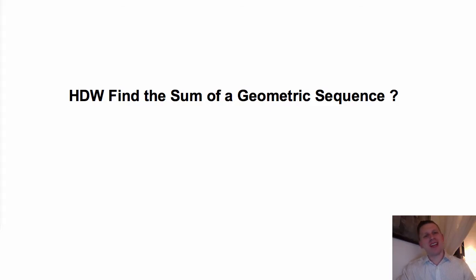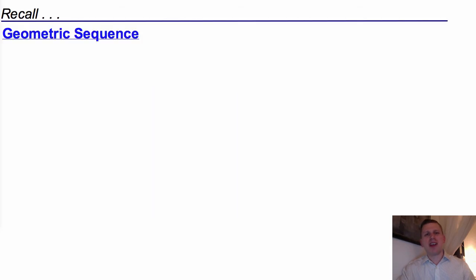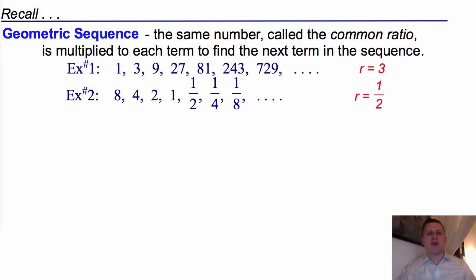What we're going to do today is see how we find the sum of a geometric sequence. You may recall from our last video that a geometric sequence is just an ordered list of numbers where we find the next term by multiplying by something called a common ratio. In order for it to be a geometric sequence, you must multiply by a number.